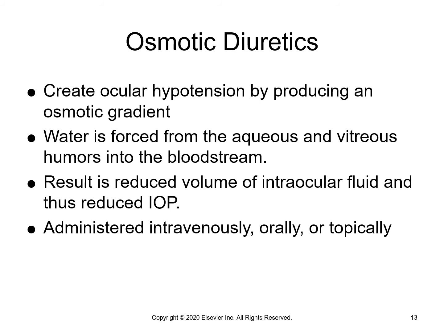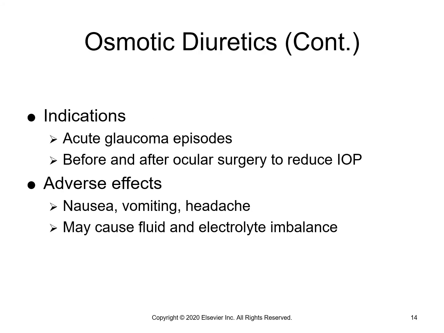Osmotic diuretics, we did go over with the diuretic section. This class of drugs is really used in the emergent acute angle closure glaucoma. It has a very rapid onset. It can be administered IV, orally, or topically, and it really rapidly decreases the intraocular fluid, therefore reducing intraocular pressure. The osmotic diuretics' most common side effects are nausea, vomiting, headache. You do want to monitor for fluid and electrolyte imbalance.